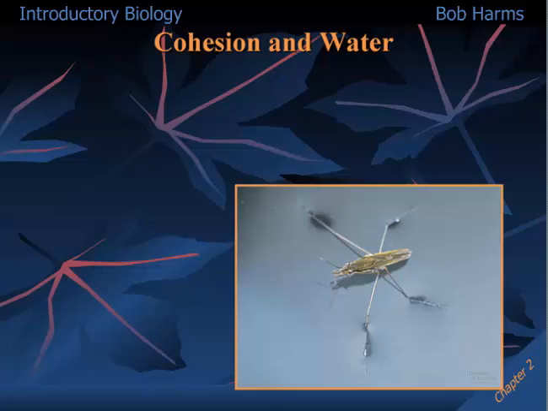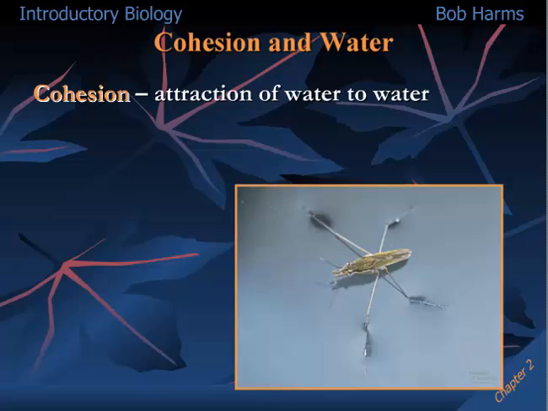Along with the states of matter, another unique property of water is that it exhibits what's called cohesion. And cohesion is when two like things are attracted to each other. And in this case, water is cohesive, meaning water is attracted to other water molecules, just like we saw in that hydrogen bond slide just a few moments ago. And this is going to create some interesting properties about water.